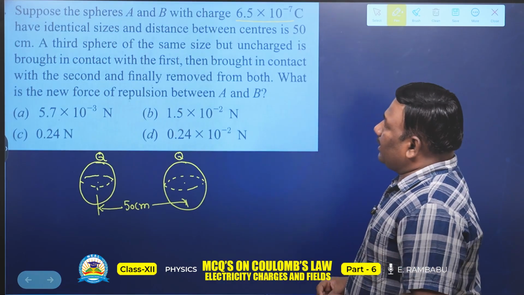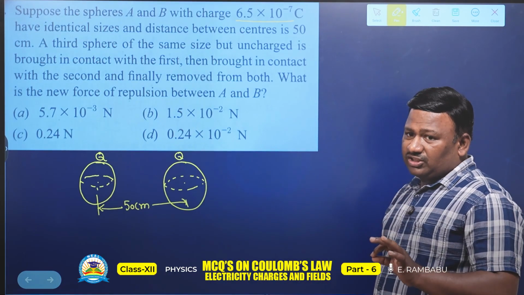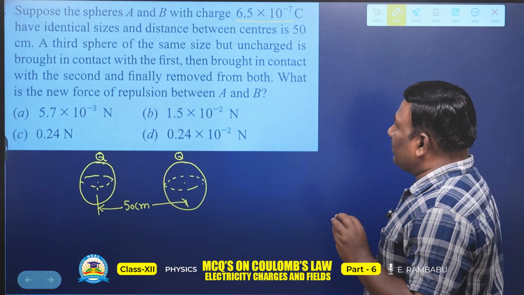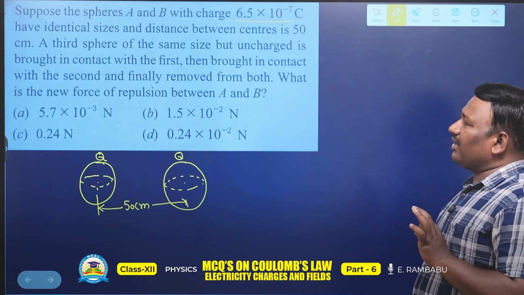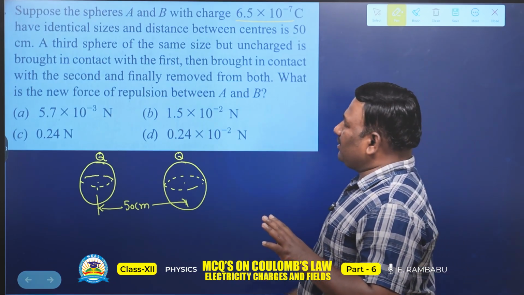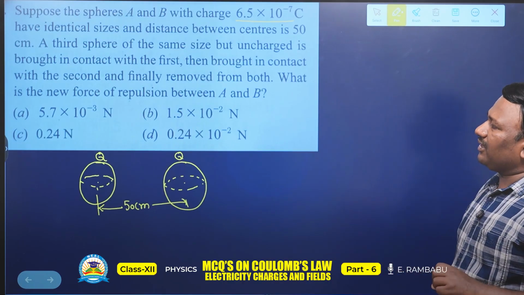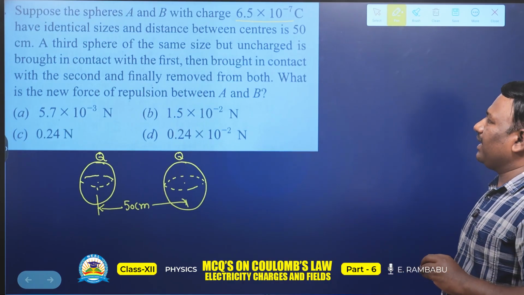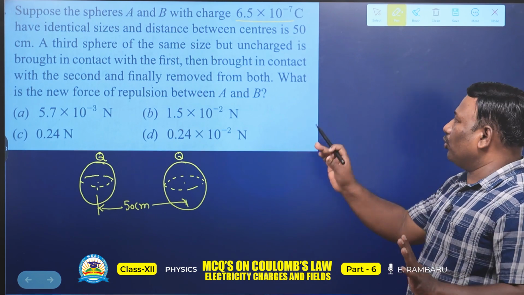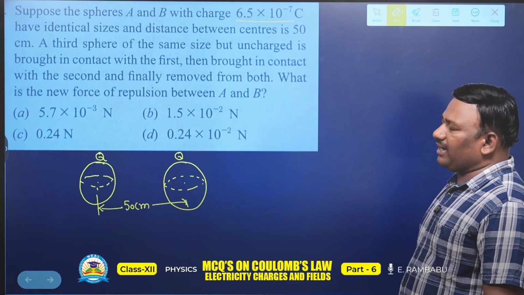Next, a third sphere of the same size but uncharged can be taken. It is brought in contact with the first, then brought in contact with the second, and finally removed from both. Then what is the new force of repulsion between A and B?